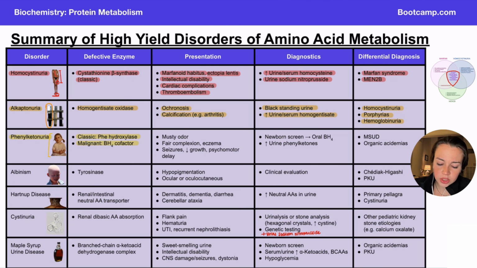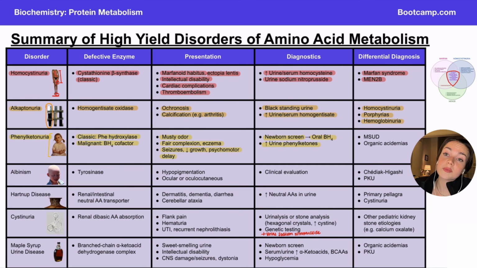Presentation here we already started to allude to. A musty odor about the patient is very commonly described. Also things like the fair complexion and the eczema that we talked about with our sample picture, and other things like seizures, decreased growth, and psychomotor delay. PKU can be detected broadly on a newborn screen, and then to figure out specifically whether it's the classic or malignant form, you can do the oral BH4 loading to see whether or not a BH4 deficiency is in fact the problem. You can also check for urine phenylketones.